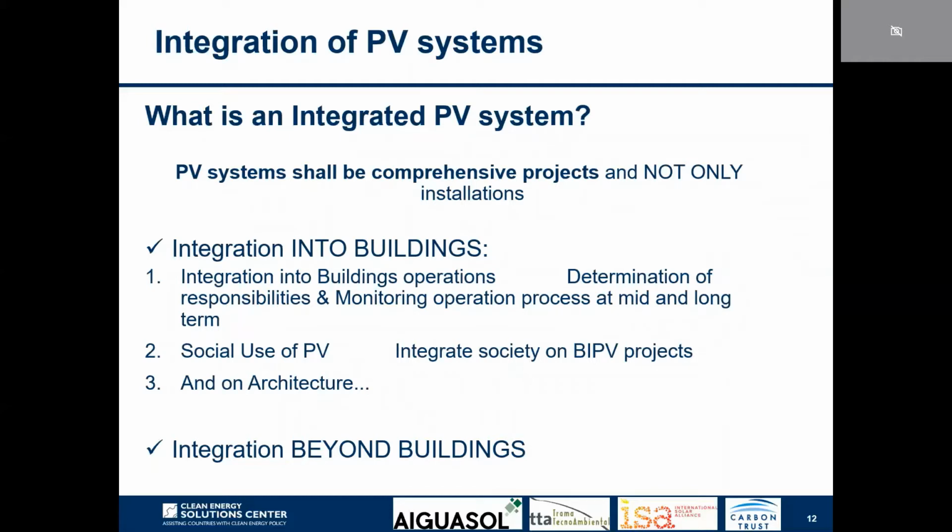First of all, the integration into the building level. The systems will be sited in specific buildings or facilities where they have to be properly integrated into the operational aspects of such facility or such building. But also the social use, the use of that PV system in those particular buildings is of importance. And finally, the integration on the building envelope, the architectural integration of the PV system. And then beyond buildings, we have the integration of those PV systems into the grid systems. Module number 4 is looking at the integration beyond buildings.